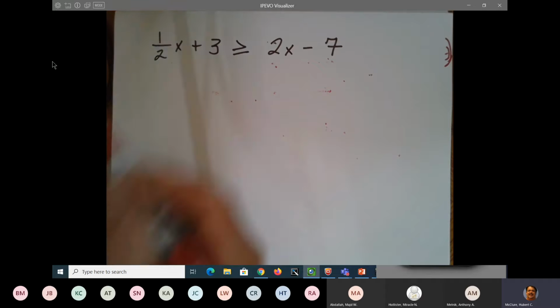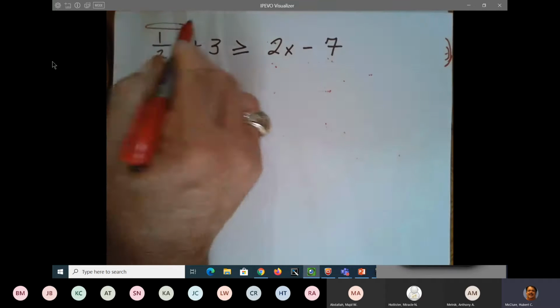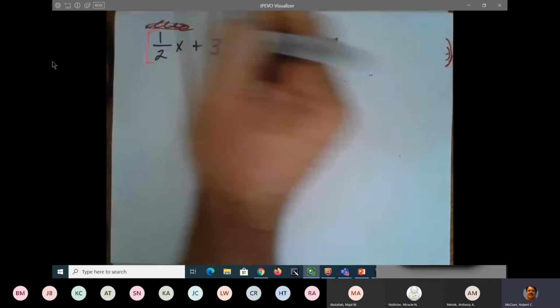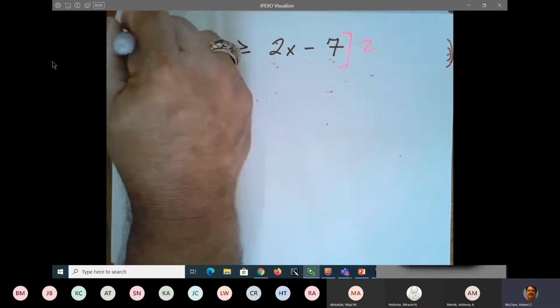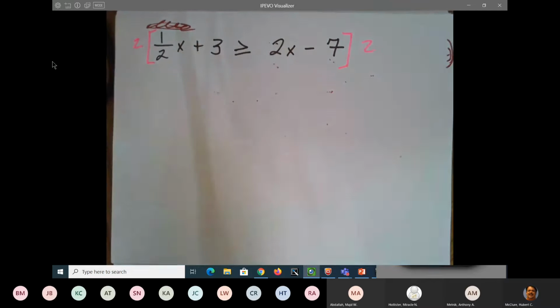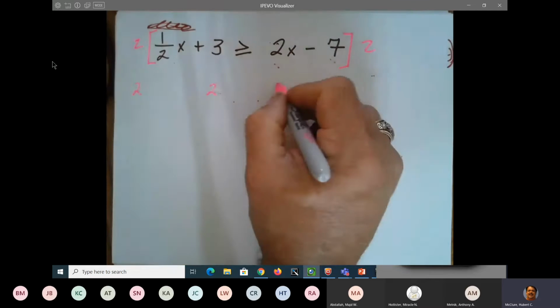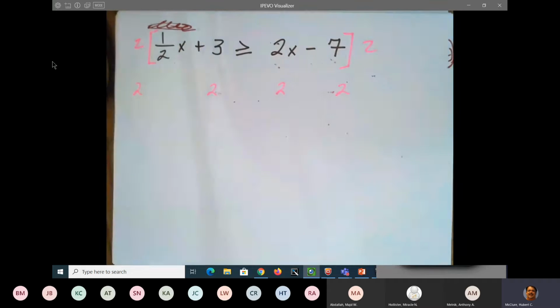So here I'm going to move, well, first of all, I'm going to multiply through by 2 because I don't like fractions. And I'm going to multiply through by the denominator. That's going to give me a 2 here, a 2 here, 2 here, and a 2 there.